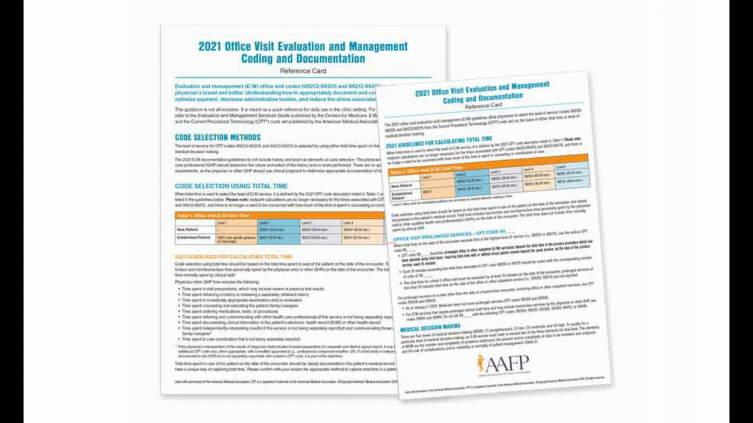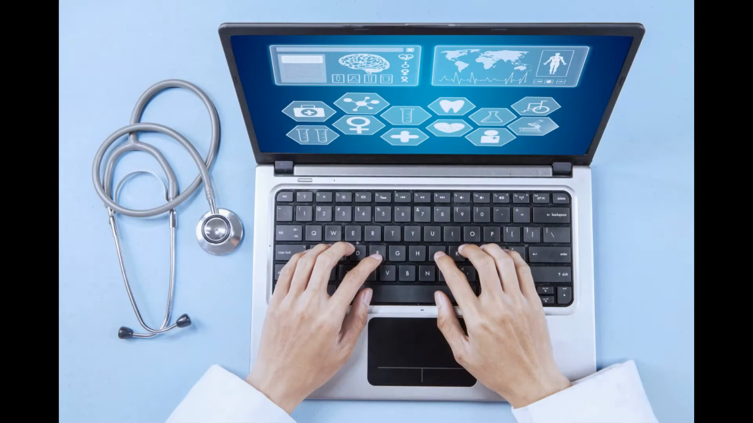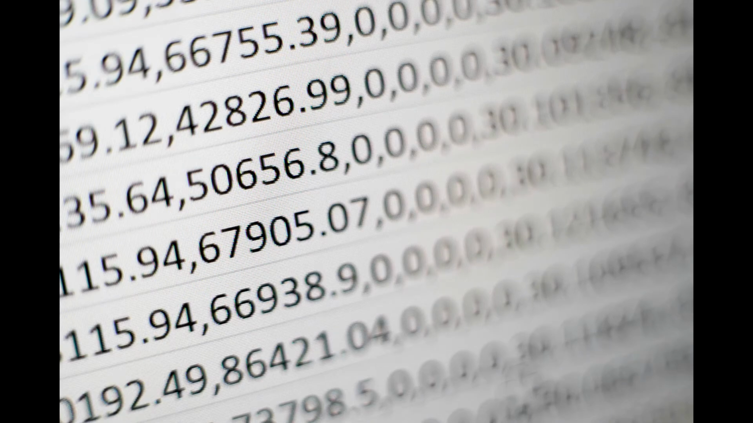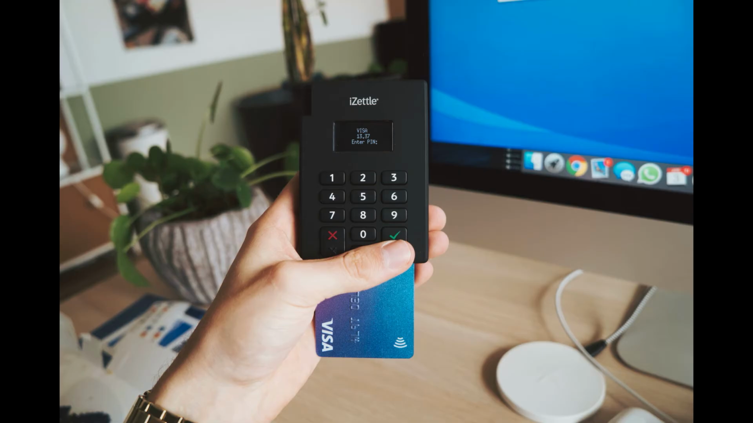E&M stands for Evaluation and Management. E&M coding is the process by which physician-patient encounters are translated into 5-digit CPT codes to facilitate billing. CPT stands for Current Procedural Terminology. These are the numeric codes which are submitted. That was a brief explanation about payment, medical billing and E&M codes.